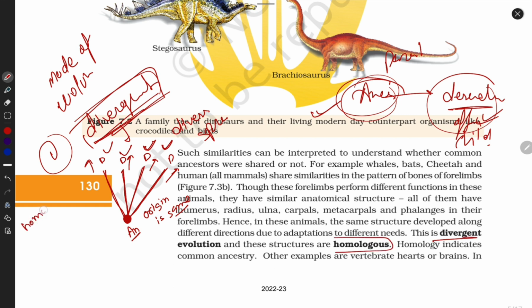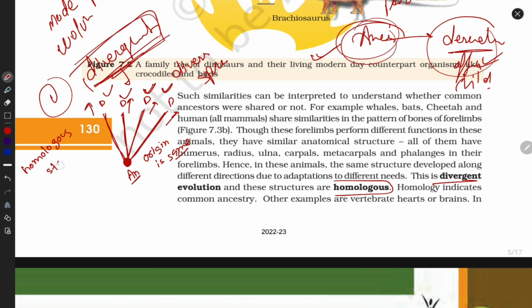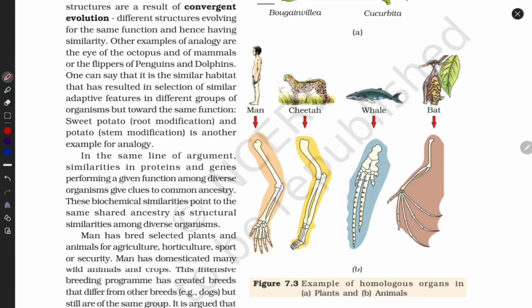Homologous. Now what do you understand by homologous? The structure is the same but the function is different. Structure same, function different. Look here, this is an example of a homologous organ.